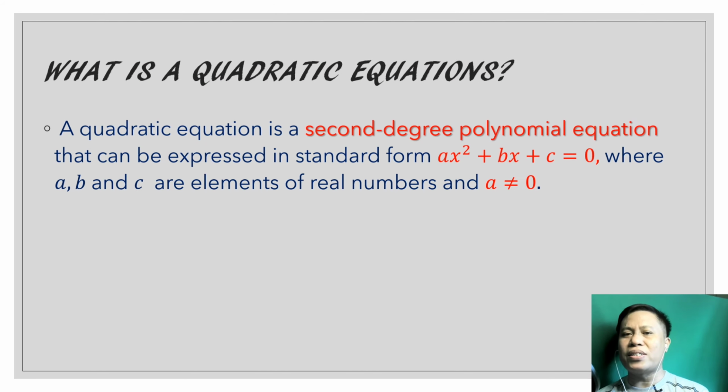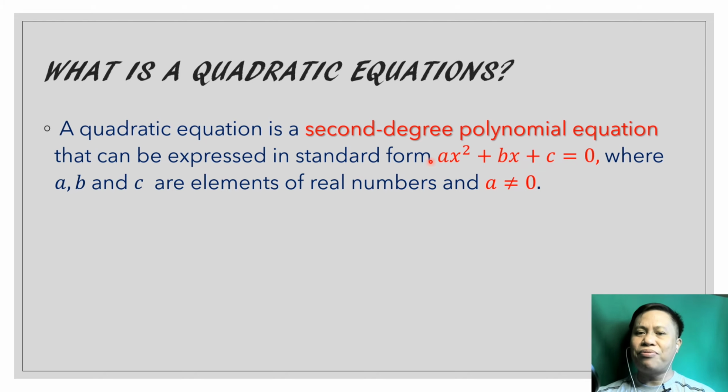A quadratic equation is a second-degree polynomial equation that can be expressed in standard form ax squared plus bx plus c equals 0, where a, b, and c are elements of real numbers and a should not be equal to 0. It is a second-degree polynomial equation, meaning the highest exponent of the variable involved is 2. The standard form must be written in this form, meaning your ax squared comes first, followed by bx, followed by c, then equated to 0.